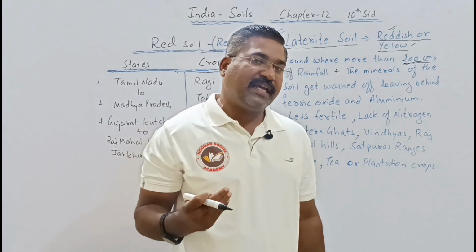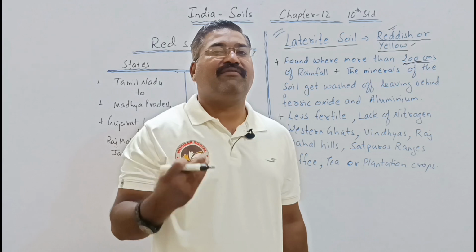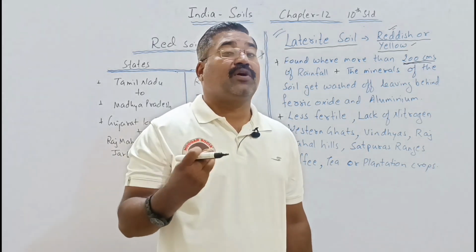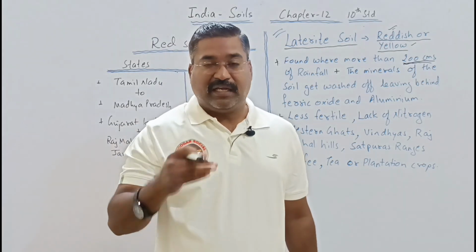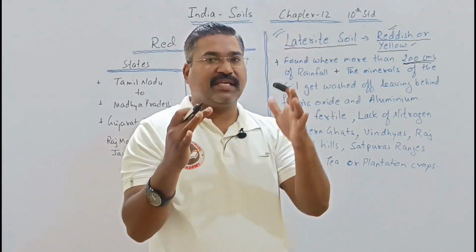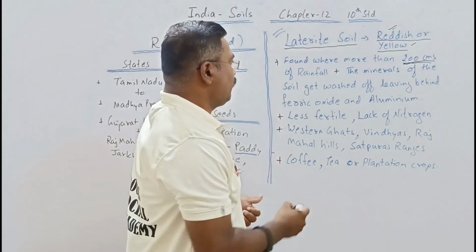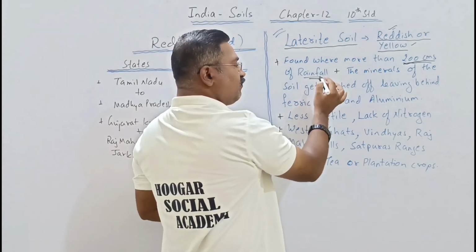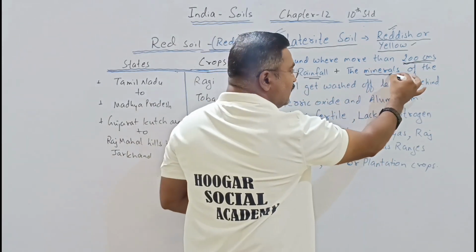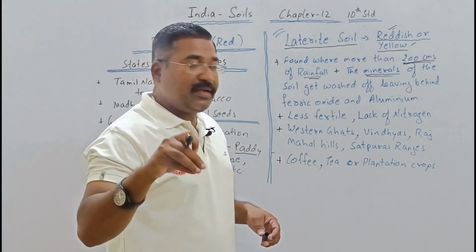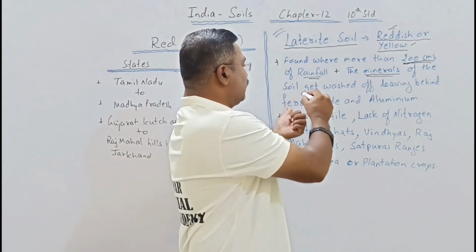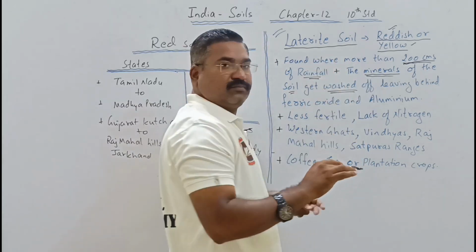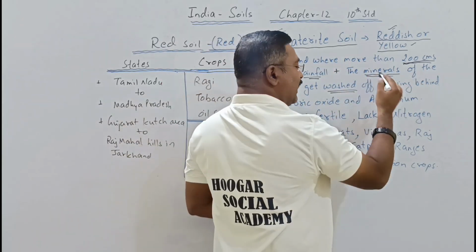So when there is heavy rainfall, automatically the uppermost layer of the soil, the fertile part, will be totally washed away. The same thing happens with laterite soil. Laterite soil is found where more than 200 centimeters of rainfall occurs. Due to this reason, the minerals of the soil, which soil is it? It's laterite soil. It's totally washed off, cleaned and leaves behind.